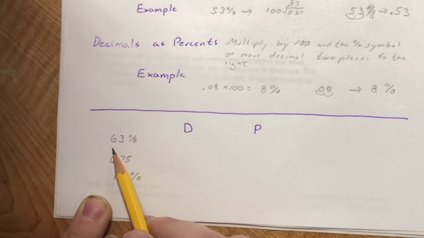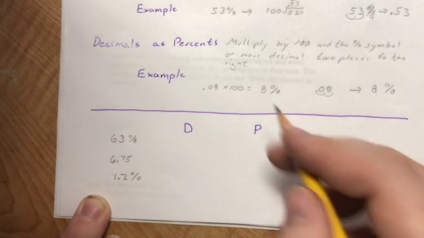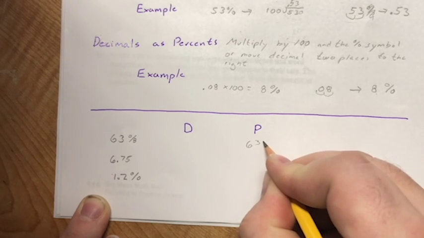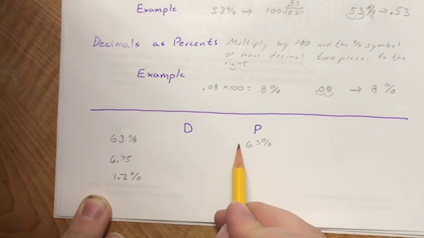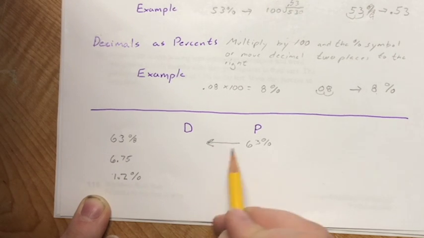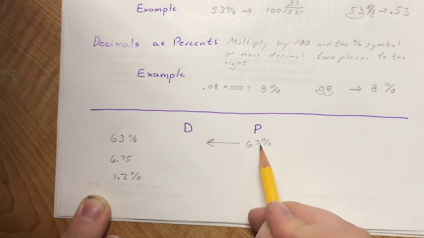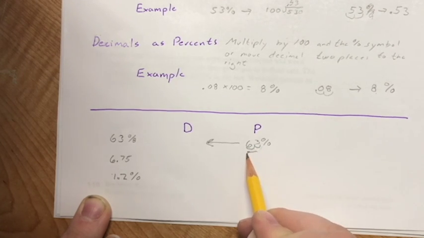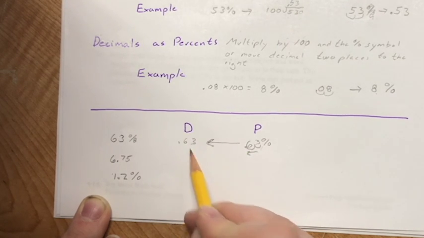So here I have the number 63%. And I want to change this. I know it's a percent, so I'm going to put it over here in my percent column. All right, so 63%. I need to change it to a decimal, so I'm going to be changing it and moving it that direction into the decimal column. When I do, that's actually telling me to move my decimal in that same direction. And what my decimal now becomes is 0.63.